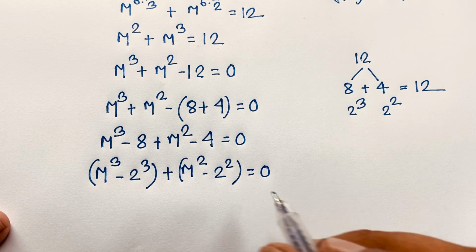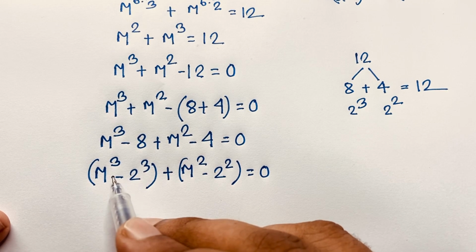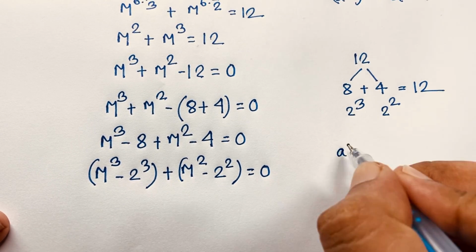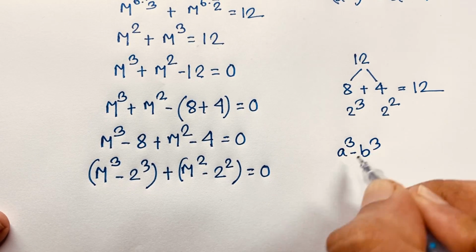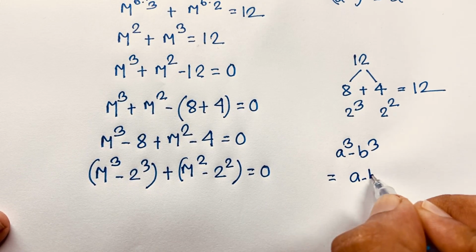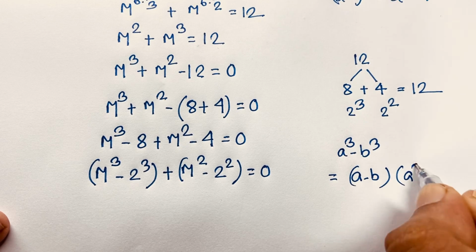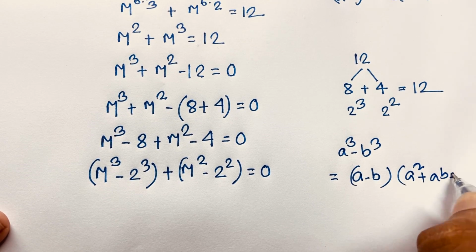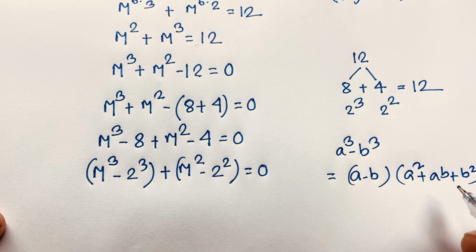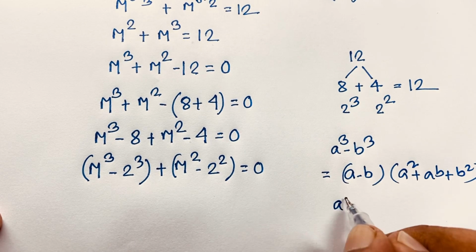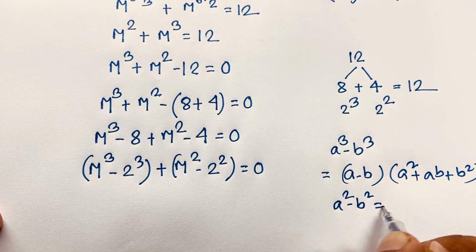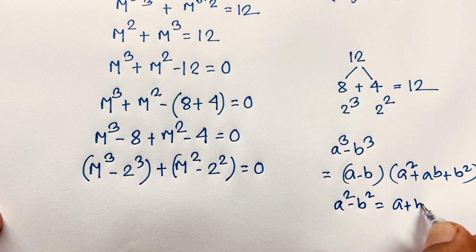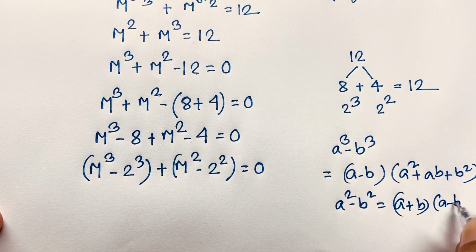Now at this moment we'll find two properties. Our first identity will be a cube minus b cube, it will be a minus b times a square plus ab plus b square, and the other identity will be a square minus b square. This formula will be a plus b times a minus b.